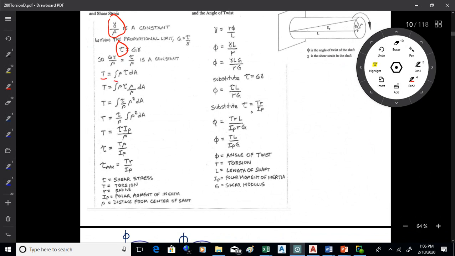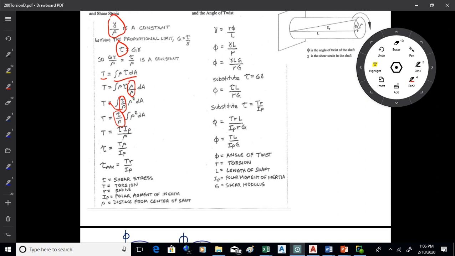So the torsion then is the integral of rho, the distance, times tau dA, which is the force. We can then work with that mathematically and get the relationships. The first thing we'll do on this side is put in a factor of rho over rho, which is just 1. That allows us to rearrange things a little bit and get a tau over rho, which is a constant. So that can come to the outside of the integral, and that leaves rho squared dA on the inside of the integral.